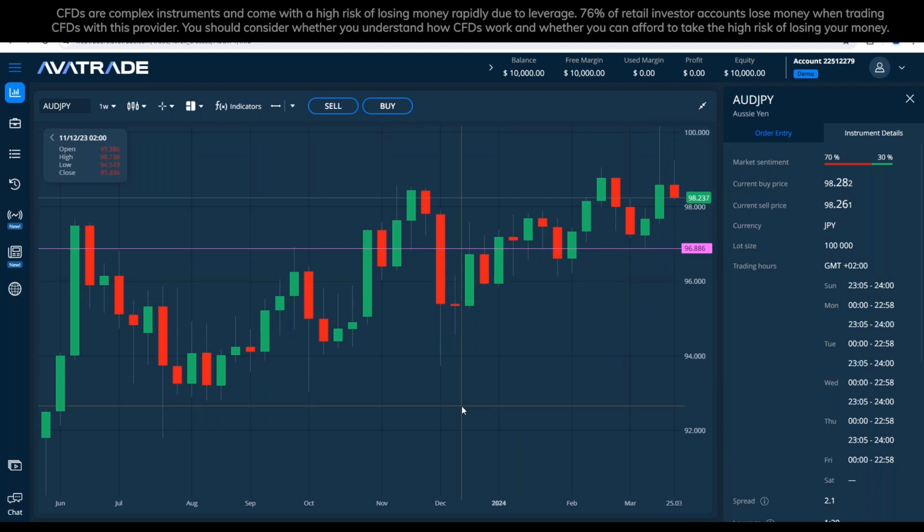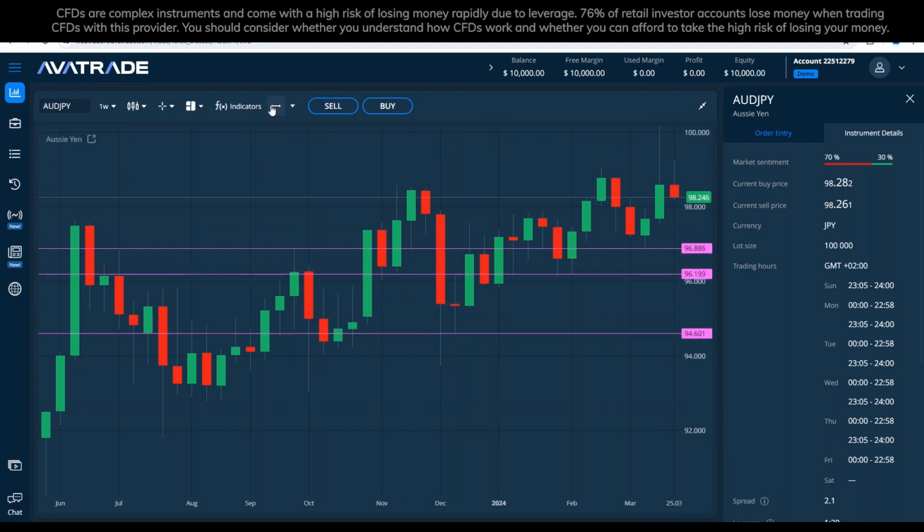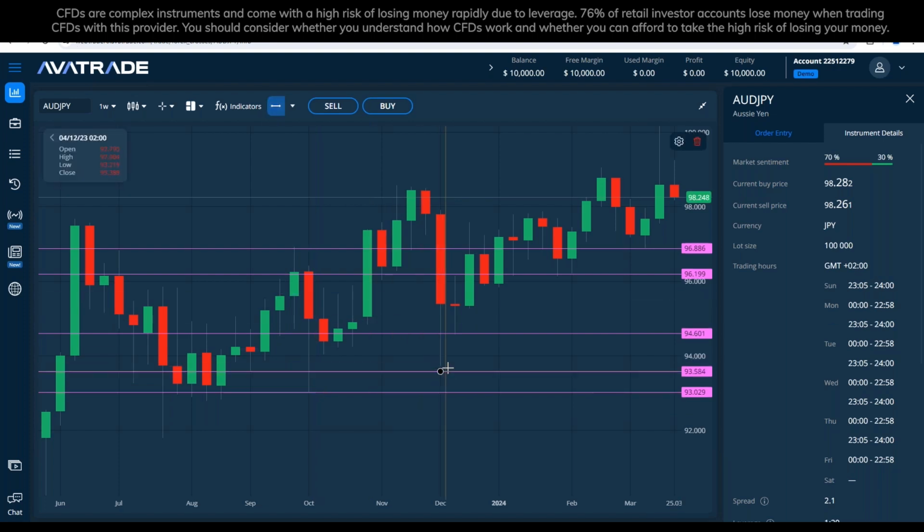I don't think I have explained support and resistance too much when I explained about the signals. So, in a nutshell, to understand a little bit how it works: under my price 98,245, we have certain levels in here. 96,886 is a support line. 96,199 is also a support line, 94,601 is also a support line, and so on.